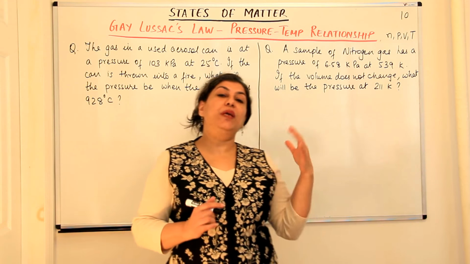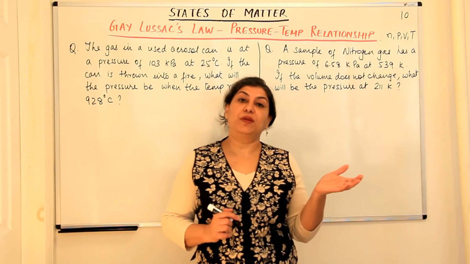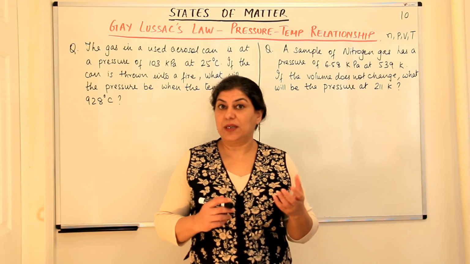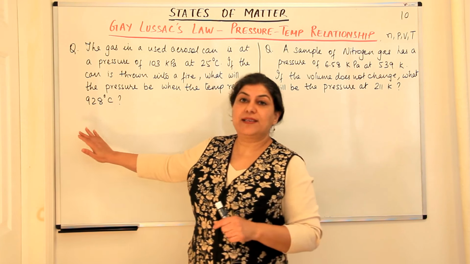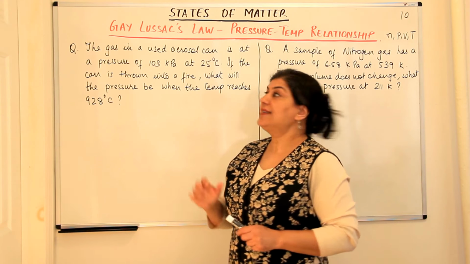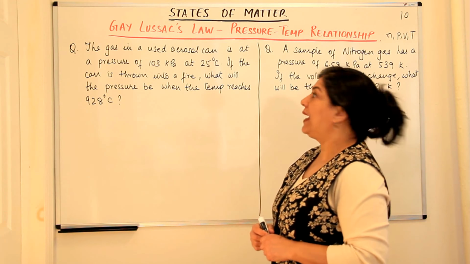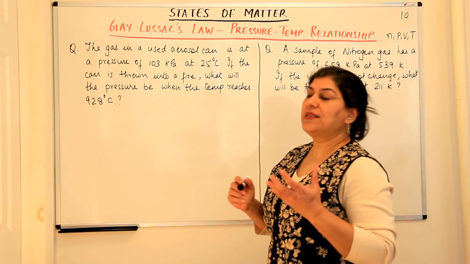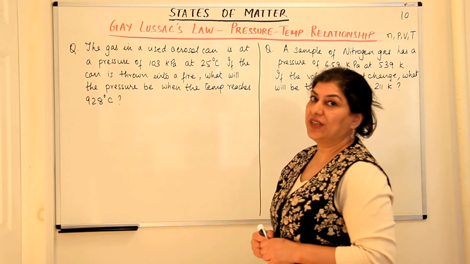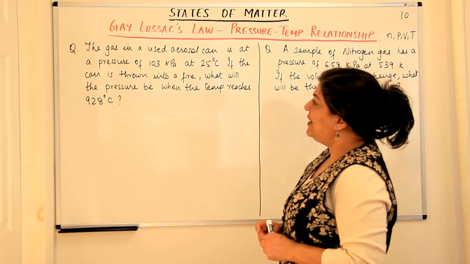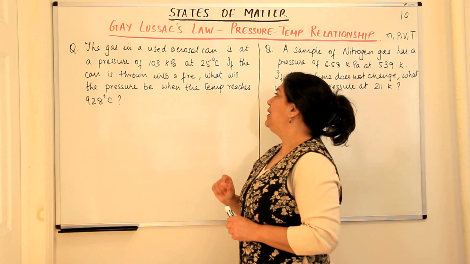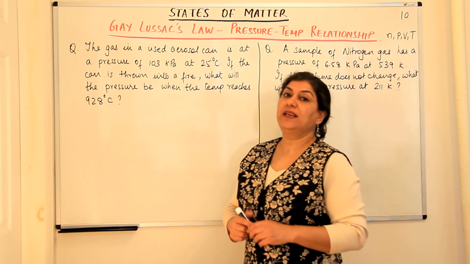Using this relation, we are now going to solve three numerical problems that I have chosen from the New York Prentice Hall chemistry textbook. Let us come straight to the problems. The first question is that the gas in a used aerosol can is at a pressure of 103 kilopascals at 25 degrees Celsius. If the can is thrown into a fire, what will the pressure be when the temperature reaches 928 degrees Celsius?